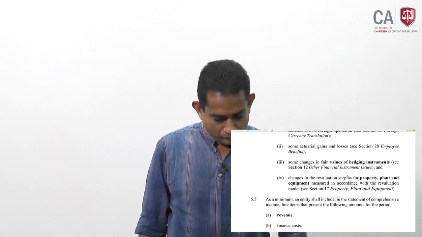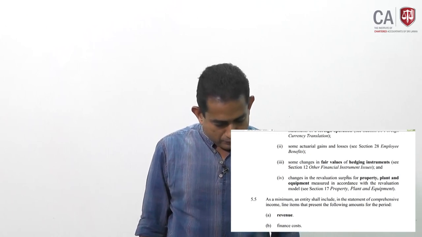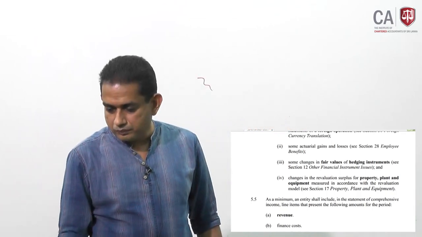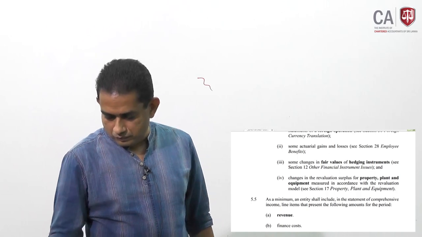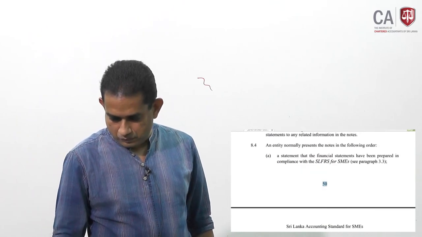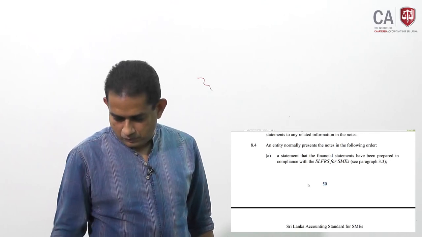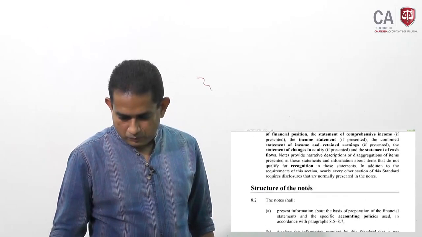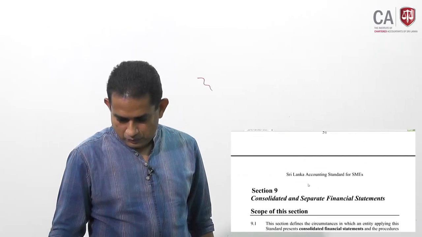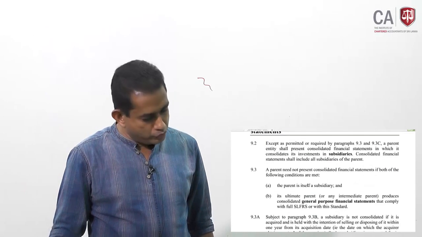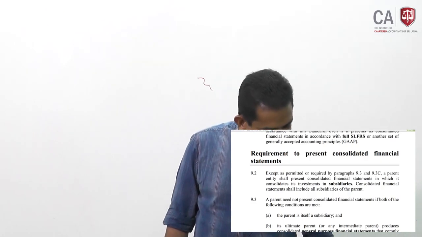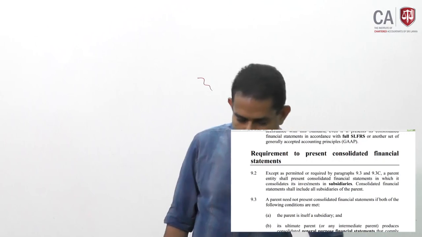And let's further look at the simplifications of other remaining accounting standards. Then we will go to section number 9. Consolidated and separate financial statements. Right.